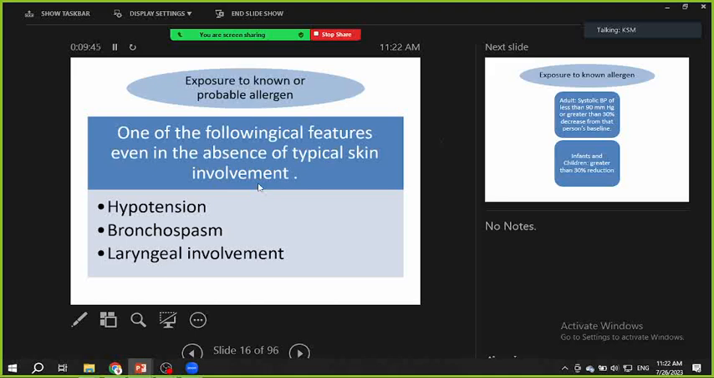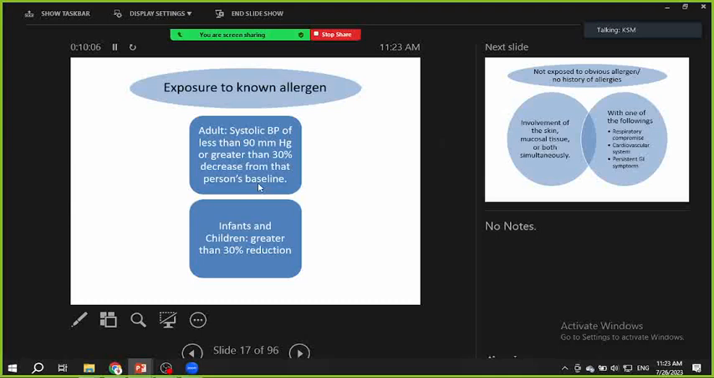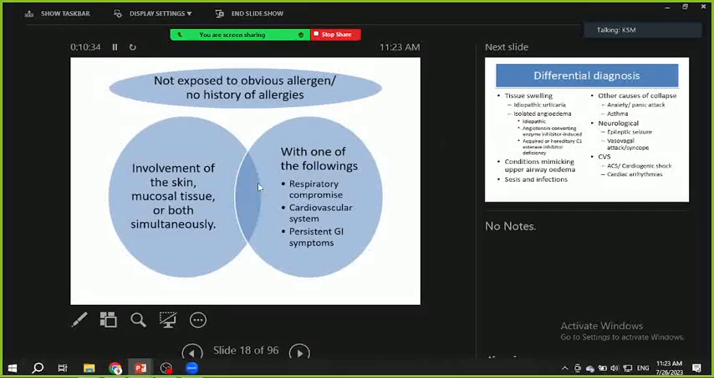Right. So with exposure to a known or probable allergen, one of the following features is enough even in the absence of skin involvement. Even in the absence of skin involvement, you can diagnose this patient exposed to a known or probable allergen. That is hypotension, bronchospasm, or laryngeal involvement. That in itself is enough for you to diagnose anaphylaxis. Right. For a patient not exposed to a known allergen, we talk about hypotension. What we mean by hypotension is systolic less than 90 millimeters of mercury, or a greater than 30% reduction in systolic blood pressure from that patient's baseline. If a child, a greater than 30% reduction in systolic blood pressure is considered hypotension in that context.